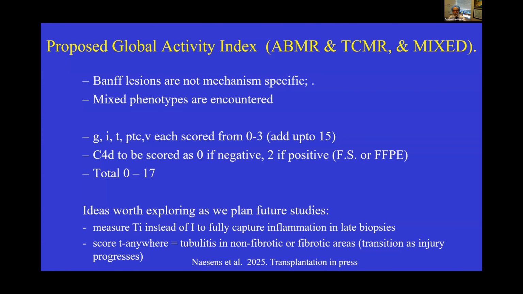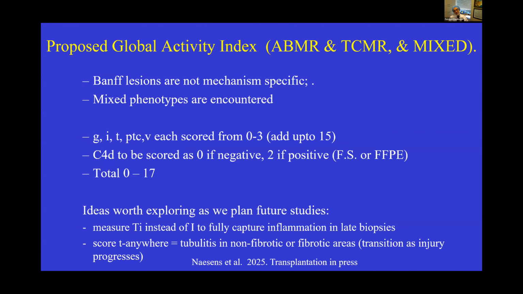And what is being proposed, and it's published recently in Transplantation, it's actually still in press, I think. They suggest that the g, i, t, ptc, and v each be scored from 0 to 3, which will add up to 15. And the C4d should be scored as 0 if negative, 2 if positive. Whether you're using the definition of frozen or formalin fixed doesn't matter. So therefore, that score will have a range from 0 to 70.